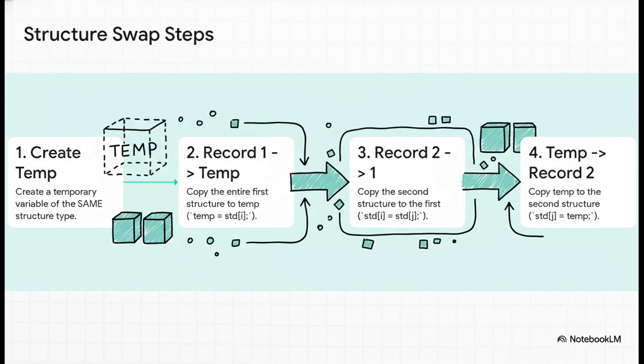So let's just burn this into our memory right now. It's 4 simple steps. Step 1, create a temporary variable of the exact same structure type. Step 2, copy the entire first student record into that temp variable. Step 3, copy the second record into the first one's original spot. And finally, step 4, copy that record you saved in temp into the second one's spot. It's the same 3-step swap we all know, but you're moving entire blocks of data.